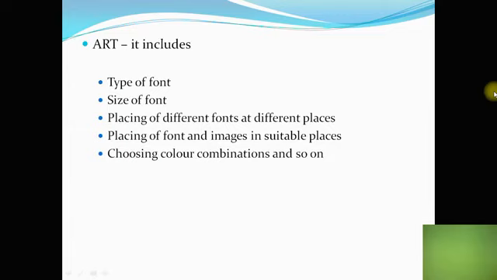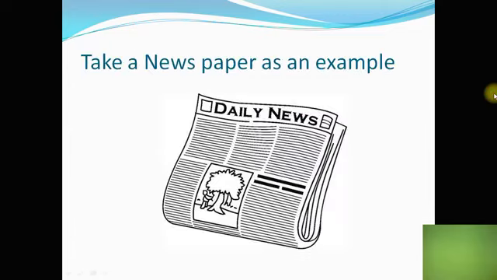We must agree with that. For example, I'll explain type, size, font, and placing of images and text, all these things, with a newspaper. I think everybody knows the newspaper. In a newspaper, we have certain columns like this. This is called a column. Columns like this, 1, 2, 3. In some places, sometimes we have 4 columns, 5 columns also, isn't it?